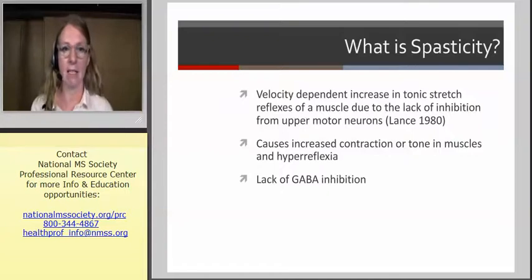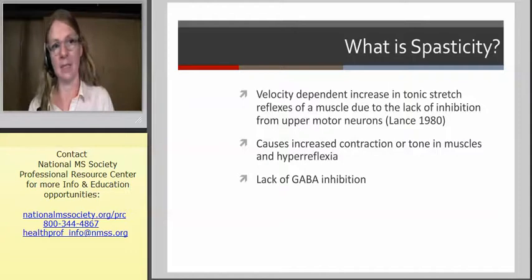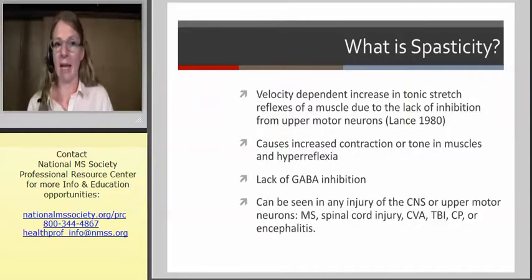The biggest thing is that because this is an upper motor neuron problem, there's a lack of GABA inhibition. If we go back to your neuroanatomy, neurophysiology, what's lacking is an inhibitory process to stop the muscles from being active, and that is basically done by the transmission of GABA. So any injury of the central nervous system or an upper motor neuron can cause spasticity.